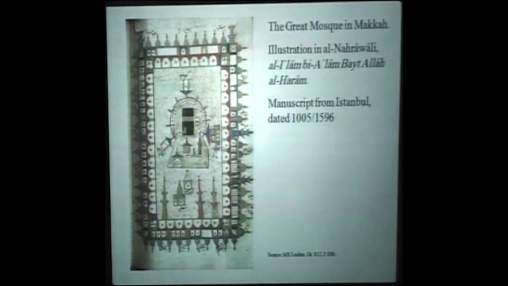Or here, in an entirely different text, in a dated manuscript of the late 16th century, it's not even a prayer book, it's a history of Mecca by Al-Nahrawali, where you see an image of the mosque in Mecca. Now, I will conclude with showing you a number of images of Mecca and Medina. And here, again, is one of the perspective images that are a tradition of the Ottoman makers of manuscripts of the Dala'il al-Khayrat.